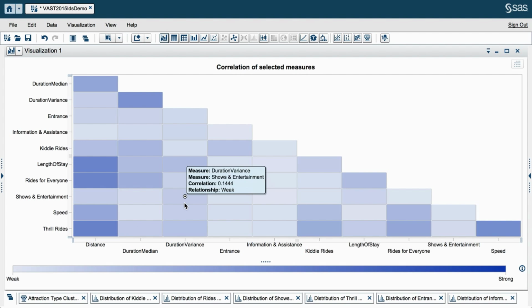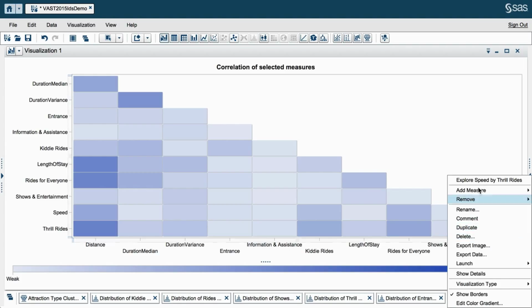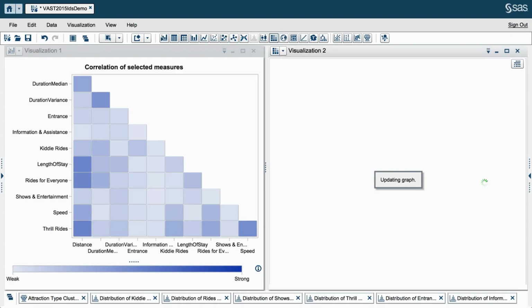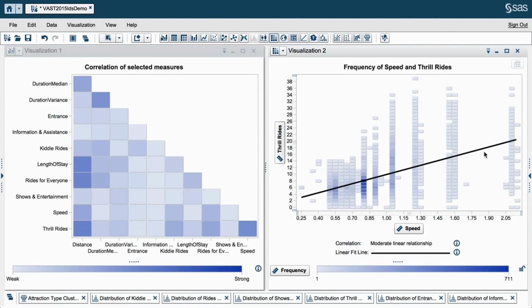Examining the correlation matrix of metrics extracted from the movement data reveals a few unexpected correlations between the rides a visitor chose and the dynamics of their movements through the park.